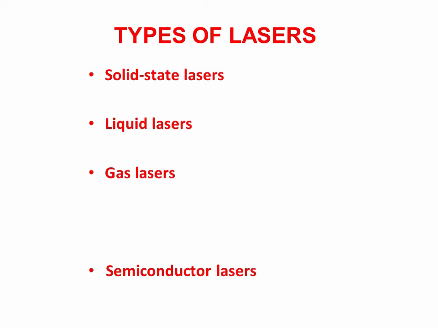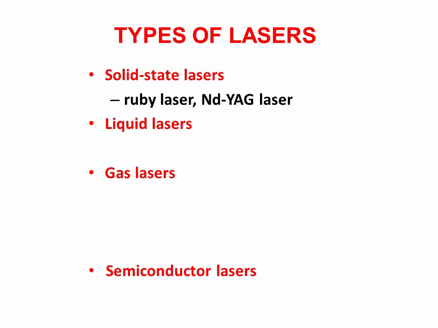Next, we are going to see the types of laser. Based on the active medium, we have several types of laser. The first one is solid state lasers. For example, ruby laser and Nd:YAG laser. Ruby laser is the first solid state laser.